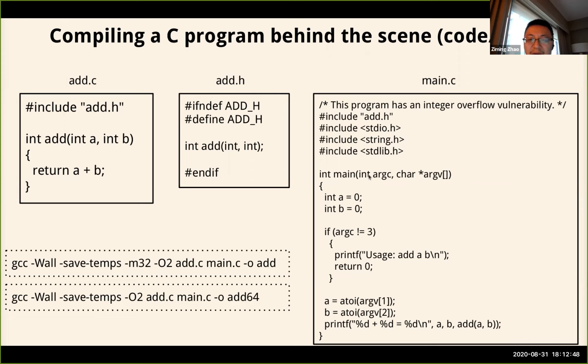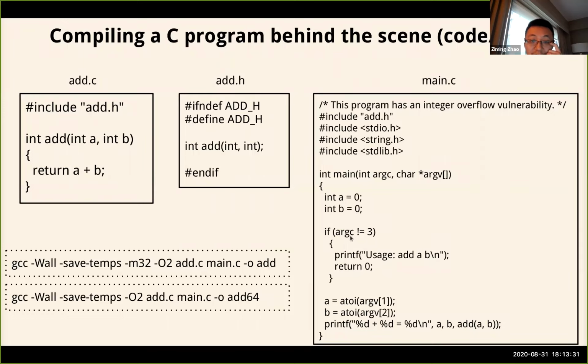Then the first argument here is called argc, meaning the count of arguments. So it's an integer. It tells the main function how many parameters there are, including the program itself. Okay. Then it has an array of pointers. So basically, the array has multiple pointers, each of them pointing to one string. Okay. Then we have two local variables here, a and b, initialized to 0.